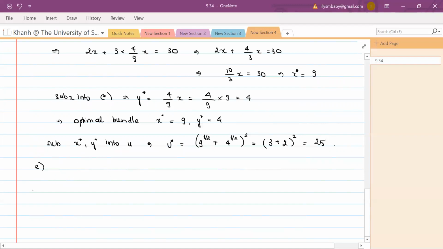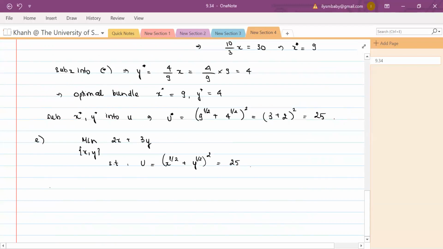So the problem is we try to minimize the cost for the consumer, which is Px times x plus Py times y, so 2x plus 3y, by finding the bundle x and y, subject to the fact that the consumer has to achieve a utility of 25. In this case, the utility level, which is (x^(1/2) + y^(1/2))^2, has to be equal to 25.